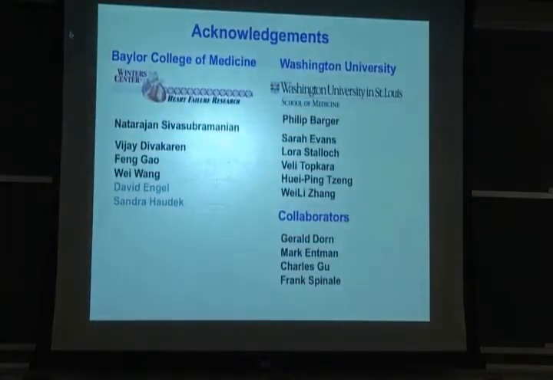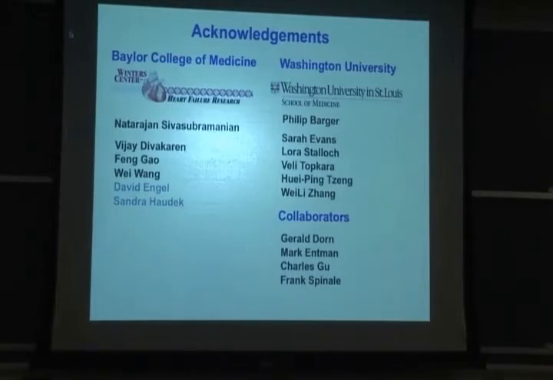I have to thank the people who do the work, because I do very little these days. Natarajan Subramanian stayed in Houston. Unfortunately, he was instrumental in developing the early transgenics. DJ Devakaran did the work with the TRAF2. Feng Gao and Wei Wang were both incredibly talented investigators in the lab. David Engel did the work with apoptosis. Sandra is now assistant professor at Baylor. He's assistant professor at Columbia.